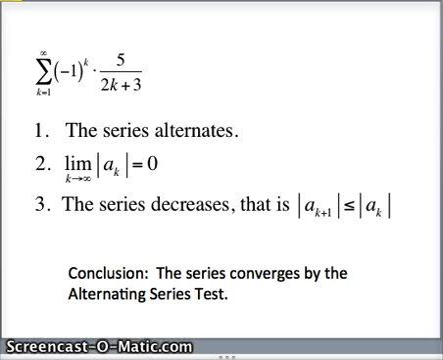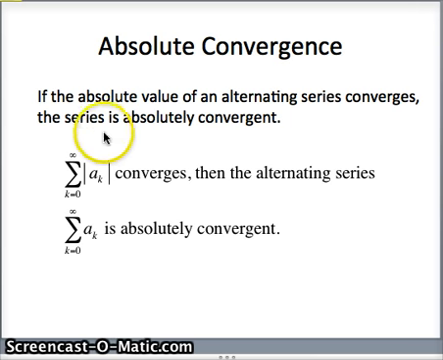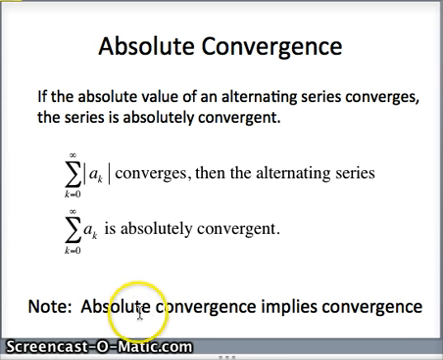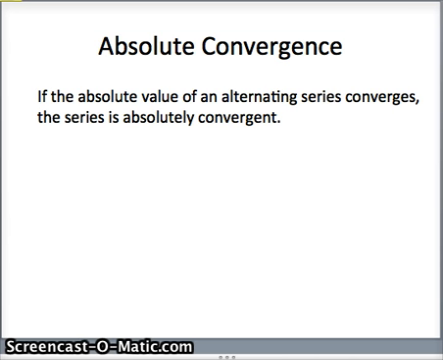Now, is it absolutely convergent? The series is absolutely convergent if, when we take the absolute values, it's still convergent. So if the sum of the absolute values converges, then we say the original series is absolutely convergent. This is our idea. So if something is absolutely convergent, we know for sure that it's convergent. Absolute convergence implies convergence. So we need to take a look at what the absolute values would be.